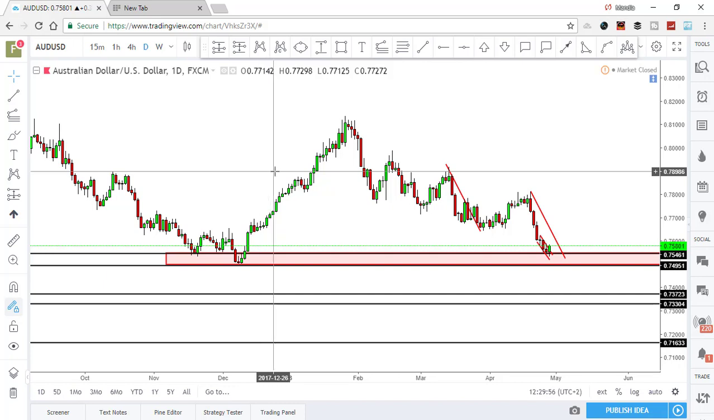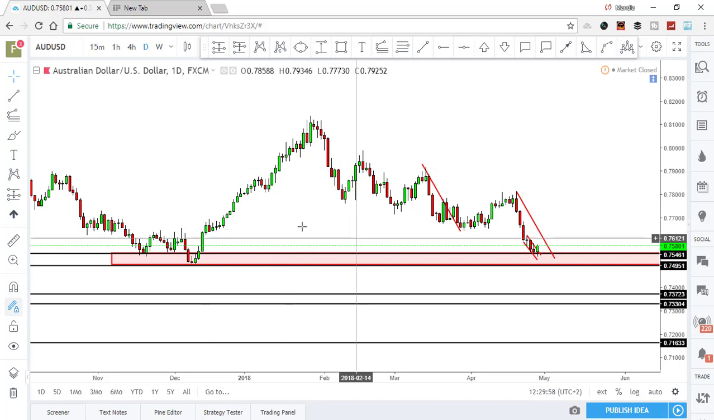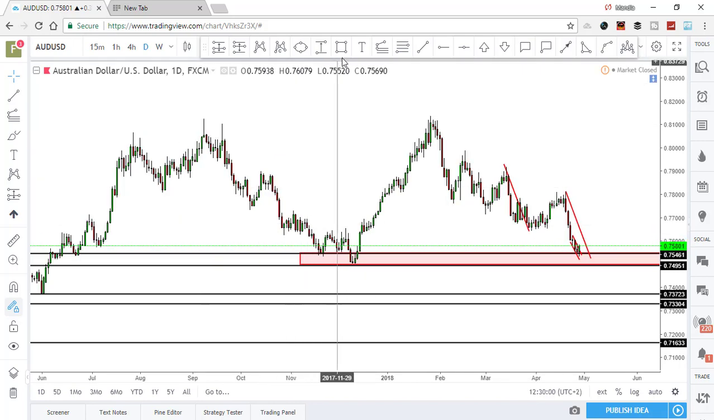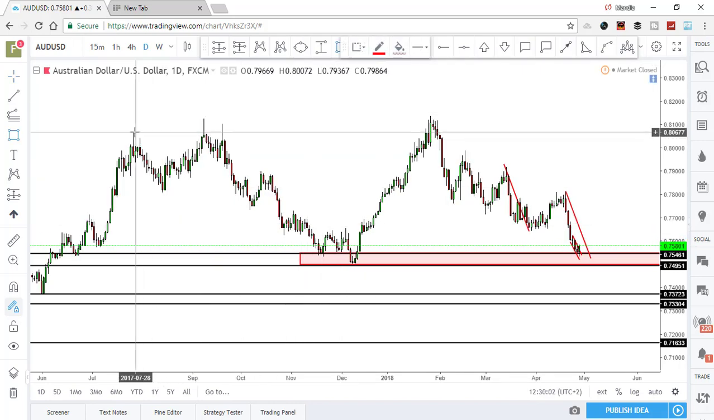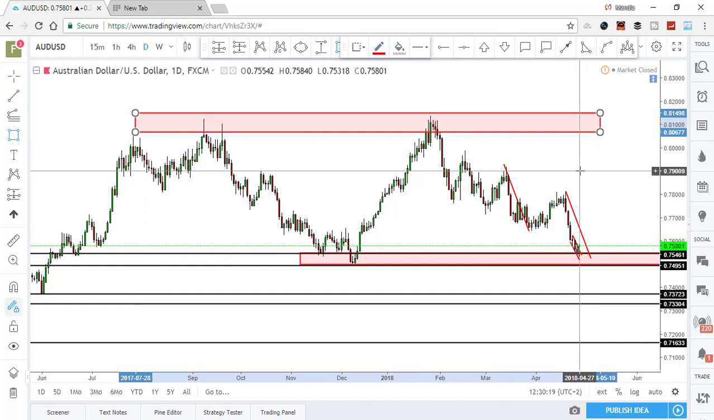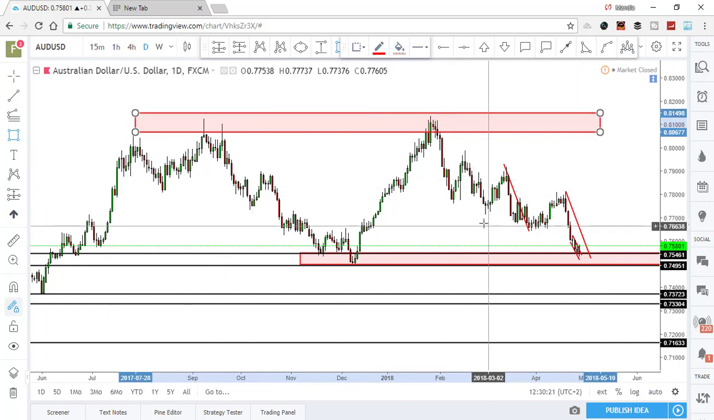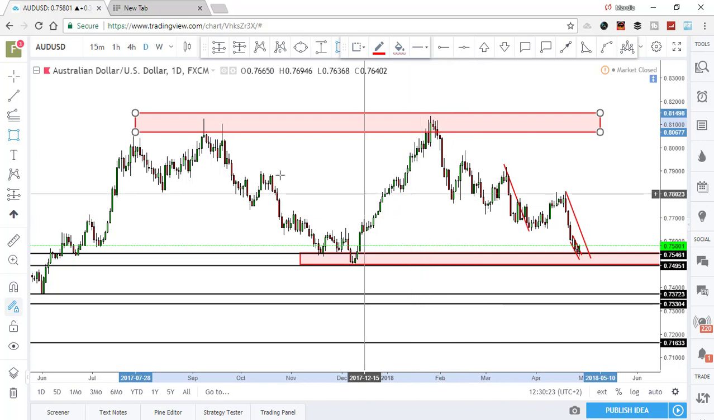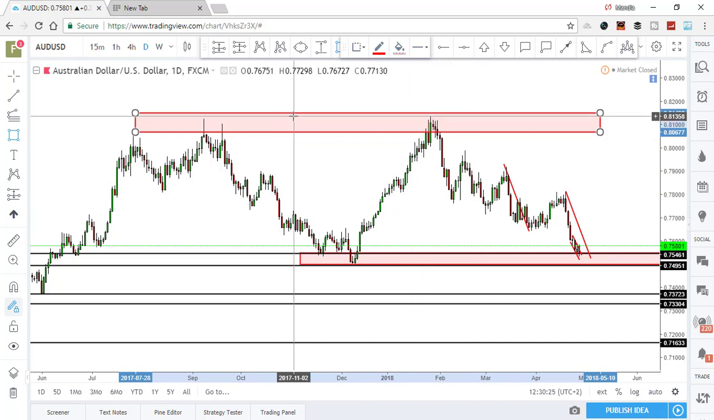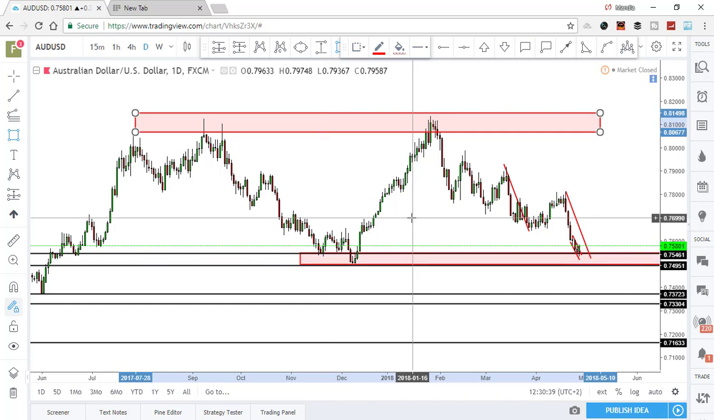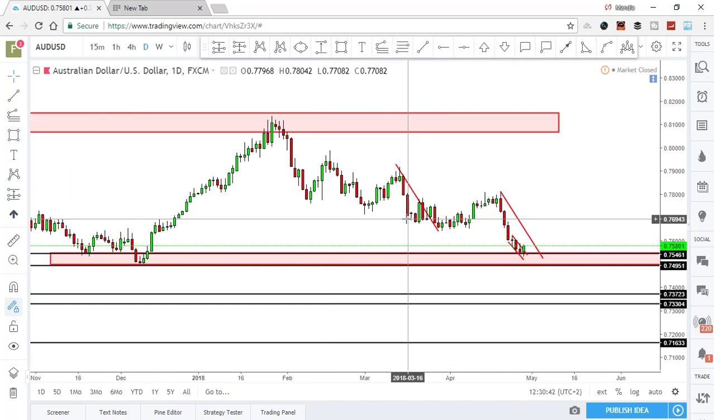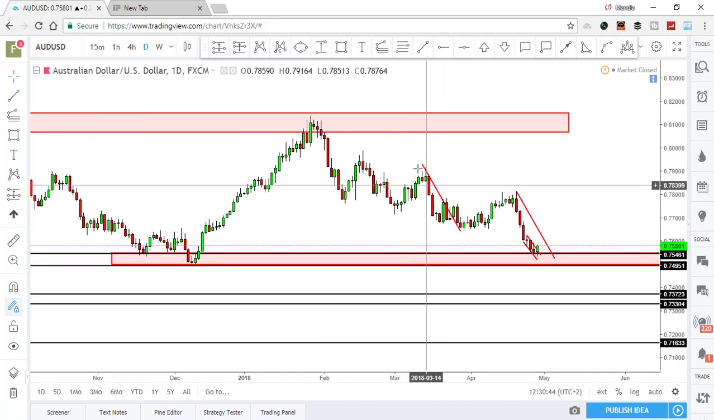All right, as you see here on Aussie dollar, it has been consolidating for quite a while now, starting from July 2017 till now. We have been consolidating in the range from the highs of 81.35 to 81.40, to the lows of 75.15. And as we get closer right here, the market finally went down and came to our support levels.